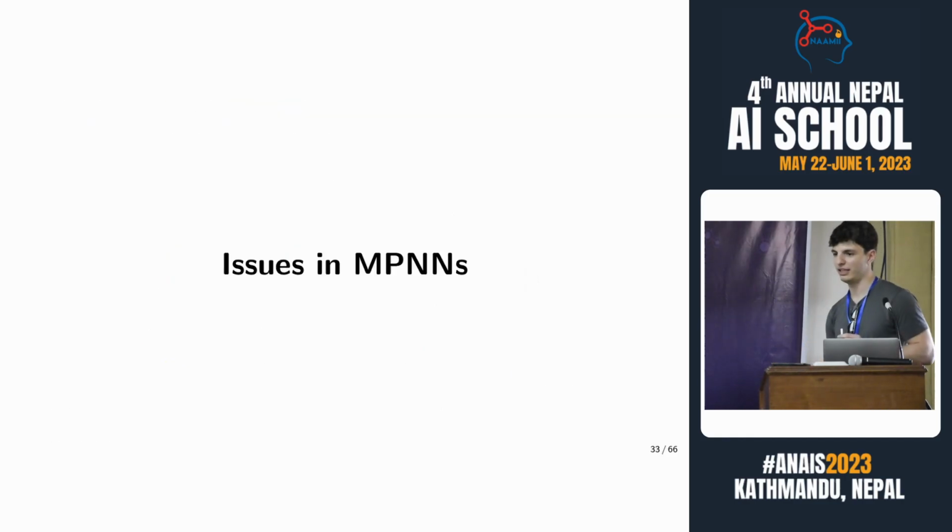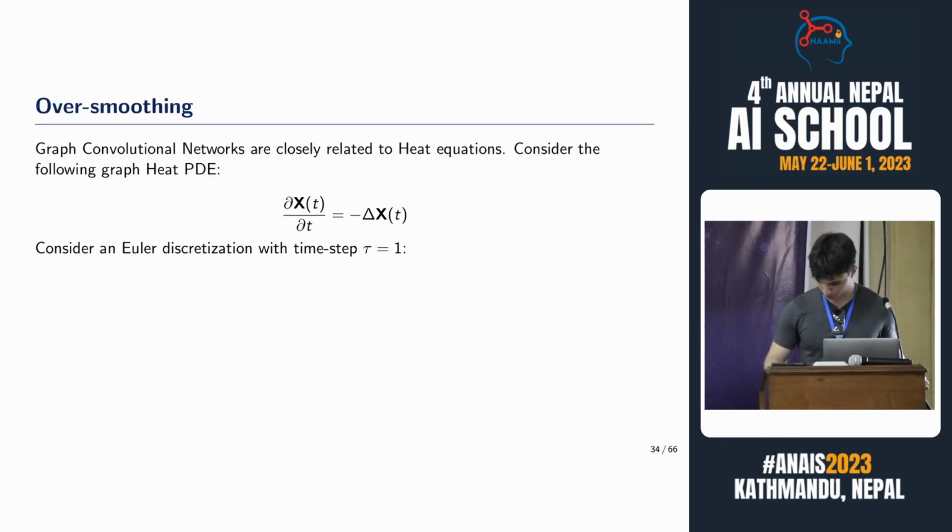And now we can talk about issues in message passing neural networks and how to fix them with the stuff we just talked about. The first issue is oversmoothing, which I think you have heard about. What I want to show is the relationship of oversmoothing by looking at partial differential equations. So consider this heat equation. A heat equation, if you're not familiar with it, was analyzed by Fourier in the 1800s or so, and it describes how heat evolves in a closed system.